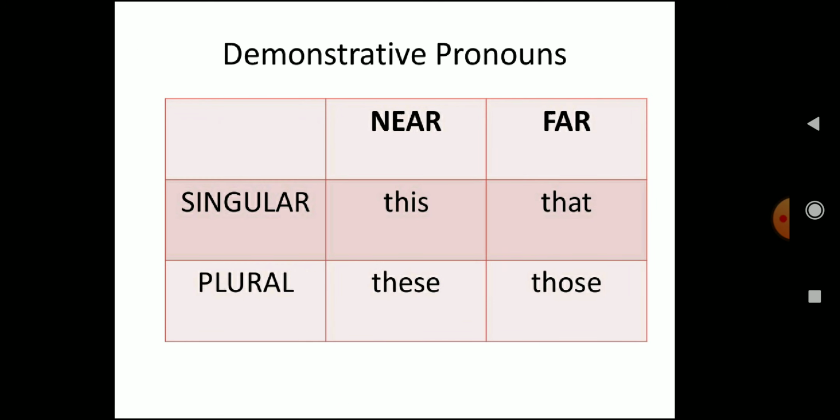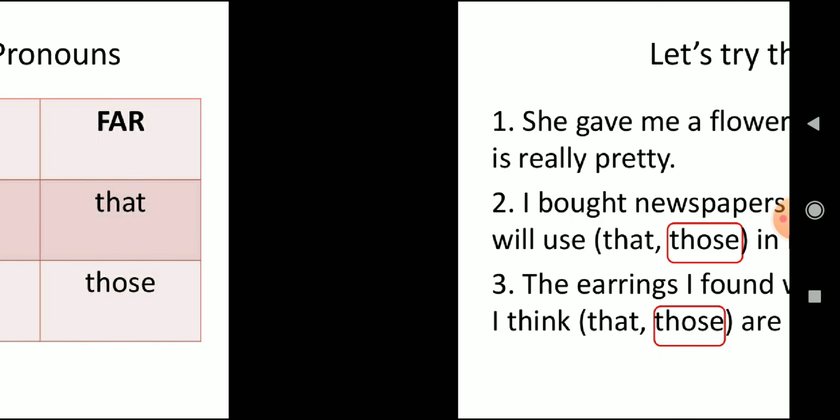Demonstrative pronouns. Now, as I told you, this, that, these, those are demonstrative pronouns. For singular, for near objects, we use this. For far objects, we use that. In plural, for near objects, we use these. And for far away objects, we use those. I hope this is clear. This and that are used in singular. These and those are used in plural.